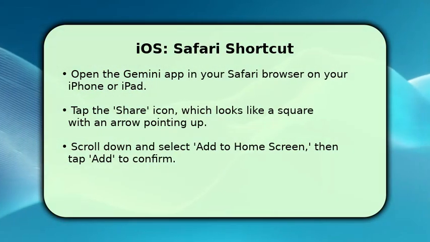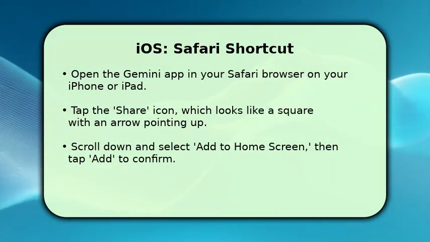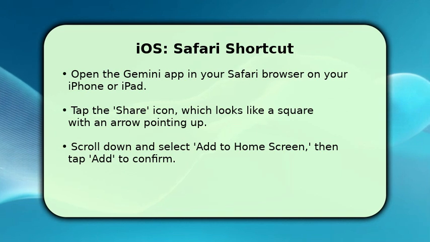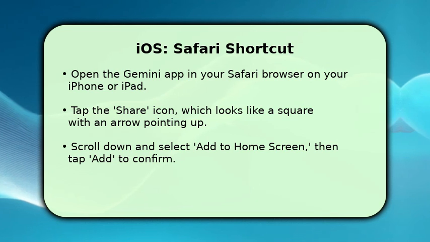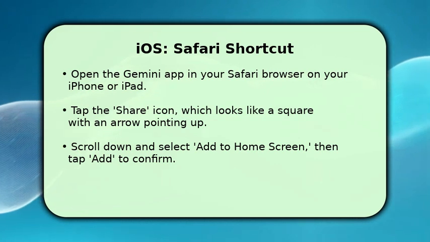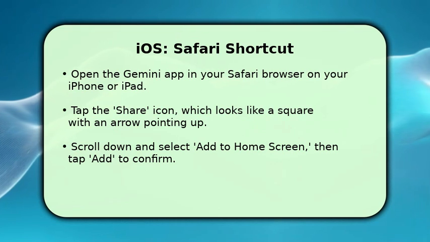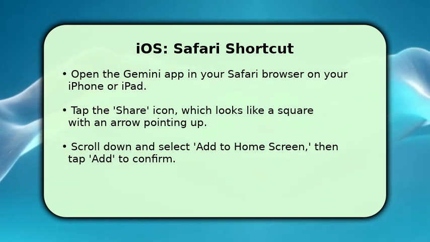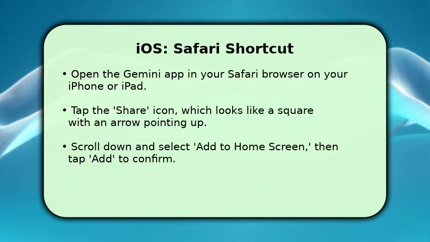If you are an iOS user, the process involves using Safari. Begin by opening the Gemini app within your Safari browser on your iPhone or iPad. Once the app is open, locate and tap the share icon. This icon typically looks like a square with an arrow pointing upwards. A menu will pop up. Scroll down until you find the Add to Home Screen option. Tap this and then confirm by tapping Add in the top right corner.